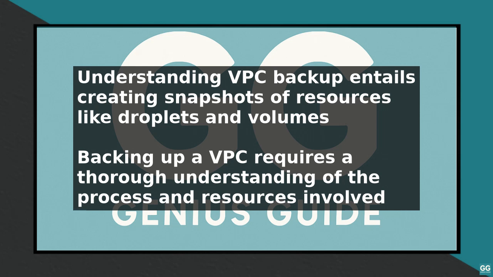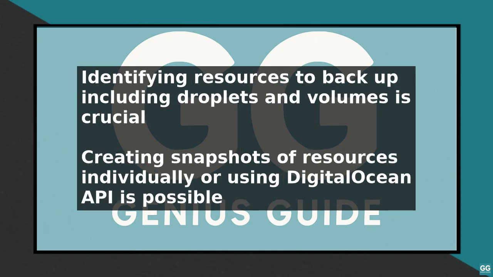To start the backup process, log into your DigitalOcean account and navigate to the VPC section. Next, identify the resources you want to back up, such as droplets and volumes. You can create snapshots of these resources individually or use the DigitalOcean API to automate the process. To create a snapshot, click on the three dots next to the resource and select Create Snapshot.